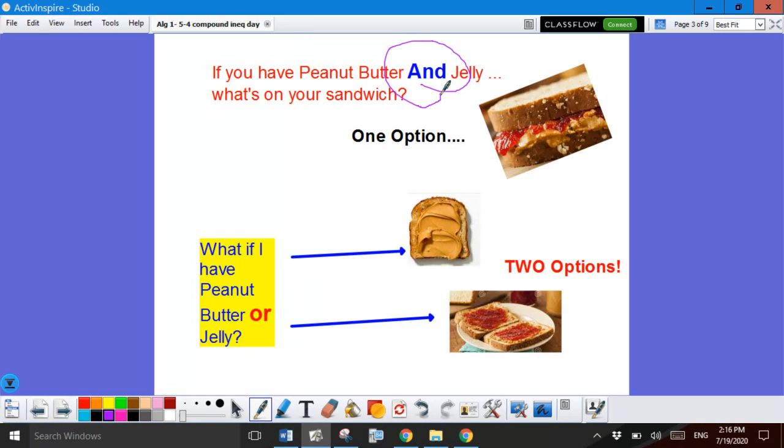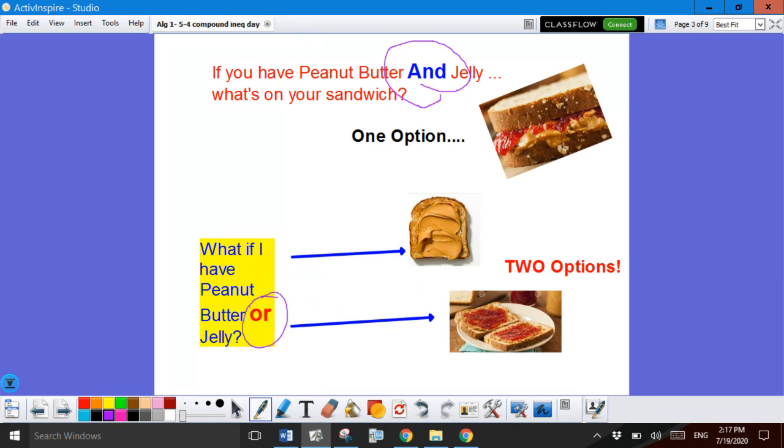And then I'm going to put the other piece of bread. So then when I take a bite, I'm going to get both peanut butter and jelly. That's one option. Now, if I have peanut butter or jelly, that is something different.